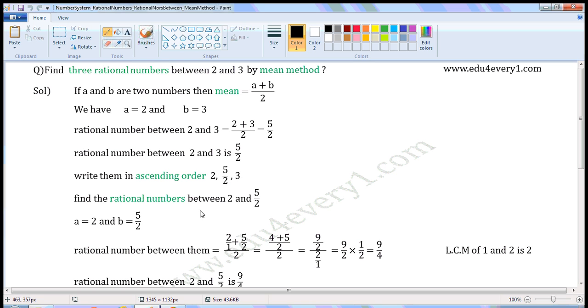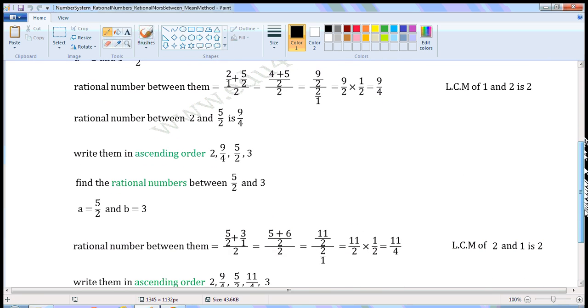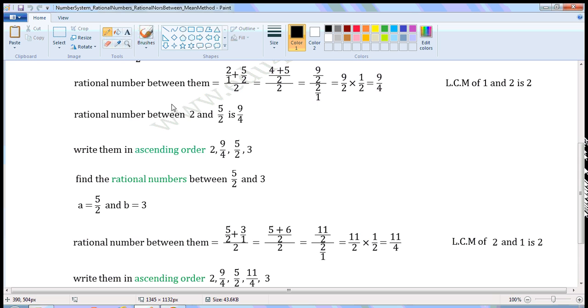Now let us find the rational number between 2 and 5 by 2. a is equal to 2 and b is equal to 5 by 2. The rational number between 2 by 1 and 5 by 2 is equal to (2 by 1 plus 5 by 2) by 2.